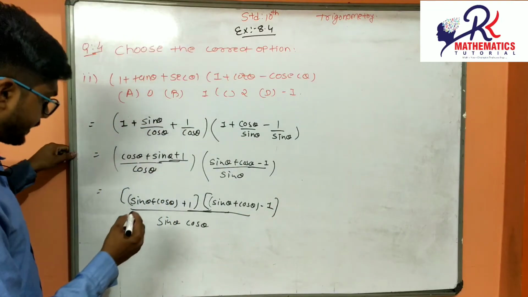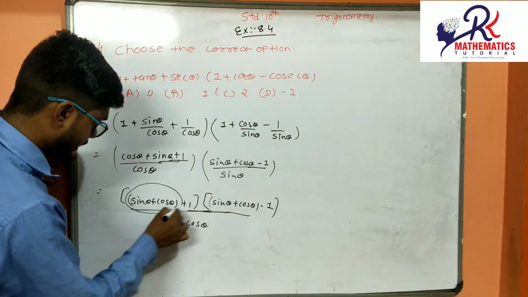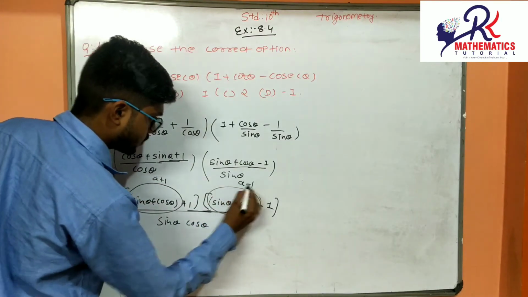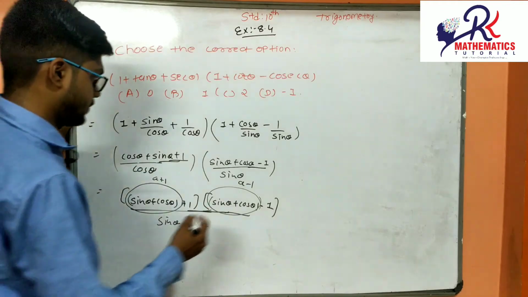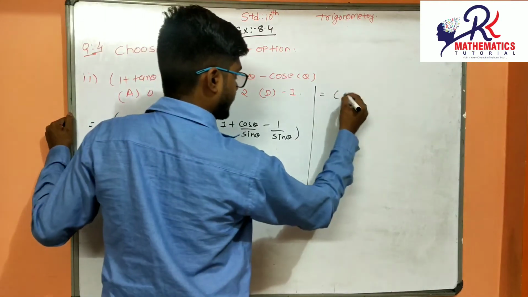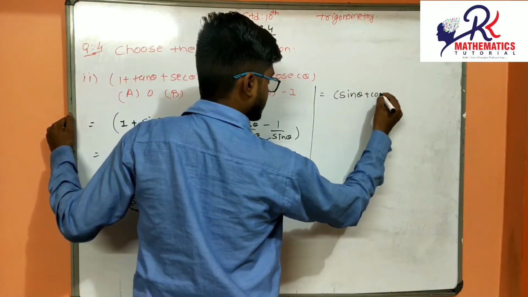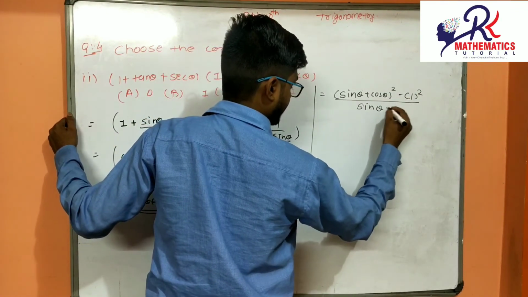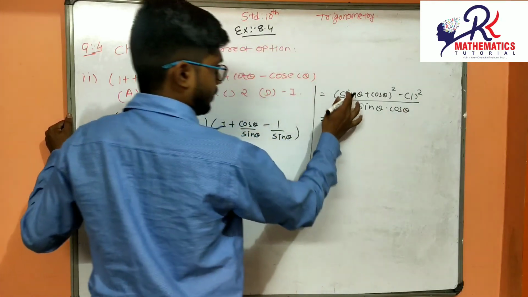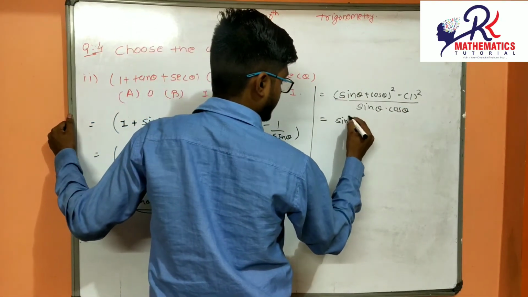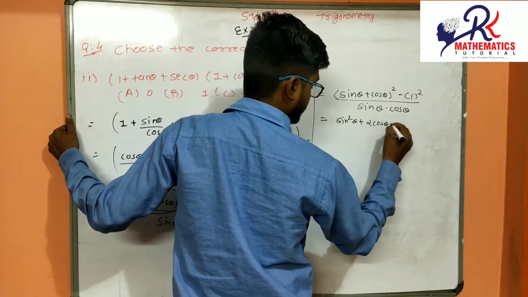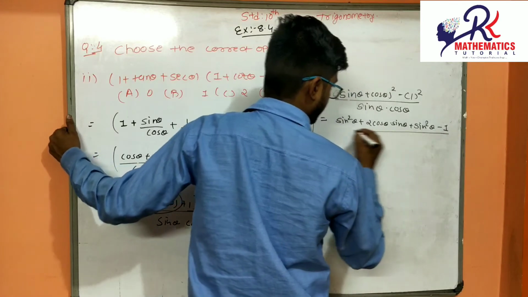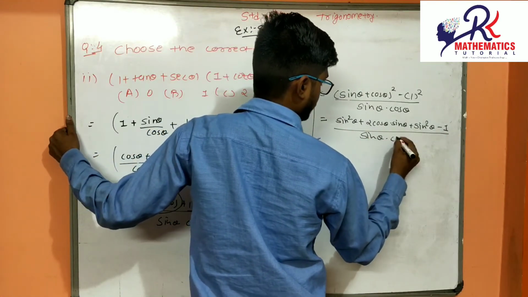Now look carefully here. Suppose we take this as A, this will also be A. So it is A plus 1, A minus 1, so it is the A square minus B square formula. So we can write sin theta plus cos theta whole square minus 1 whole square, divided by sin theta into cos theta. Now applying A plus B whole square, it is sin square theta plus 2 cos theta into sin theta plus cos square theta, and 1 square is 1, divided by sin theta into cos theta.